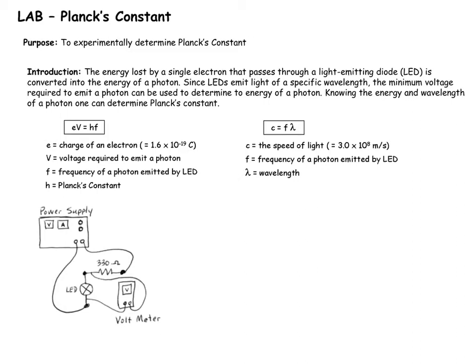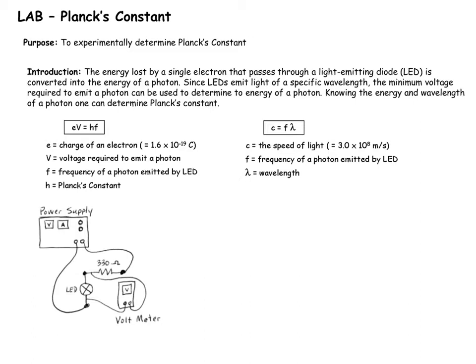The energy lost by a single electron that passes through a light-emitting diode or an LED is converted into the energy of a photon. Since LEDs emit light of a specific wavelength, the minimum voltage required to emit a photon can be used to determine the energy of the photon. Knowing the energy and the wavelength of a photon, one can determine Planck's constant.